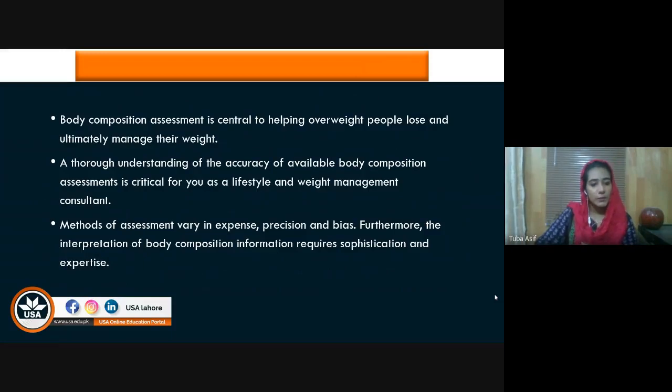So, body composition assessment is central to helping overweight people to lose weight and to ultimately manage their body weight. A thorough understanding of the accuracy of available body composition assessments is critical for you as a lifestyle and weight management consultant. And as we know, the methods of assessment vary in their expense, in their precision, and in their bias. Furthermore, the interpretation of body composition information requires sophistication and expertise.